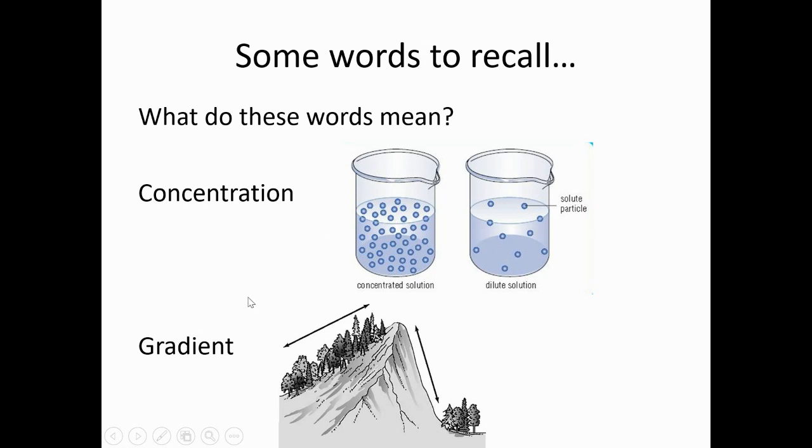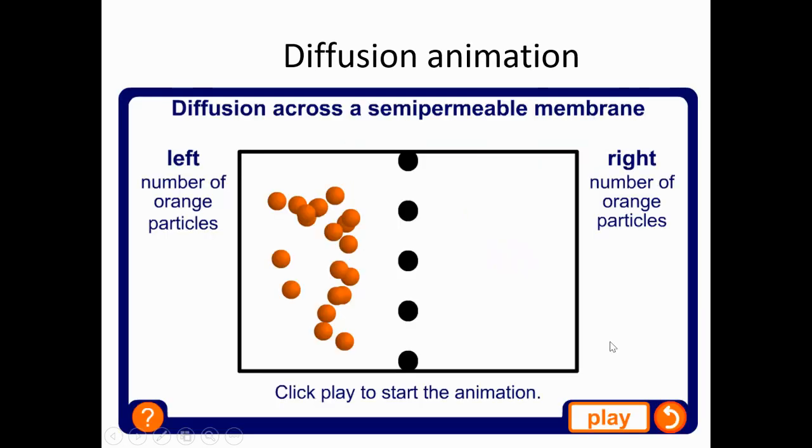Now, gradient, we also might talk about a concentration gradient. So gradient, we talk about in terms of steepness. So perhaps on a graph, or maybe even just a hill, a high gradient would be a very steep change compared to a low gradient.